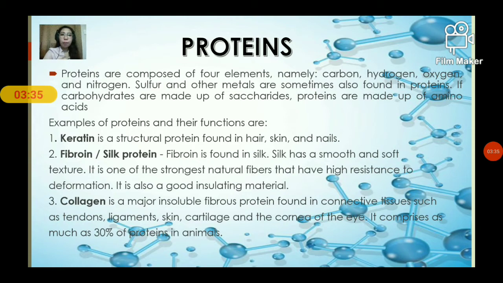Next is collagen. Collagen is a major insoluble fibrous protein found in connective tissues such as tendons, ligaments, skin, cartilage, and the cornea of the eye. It comprises as much as 30% of proteins in animals.